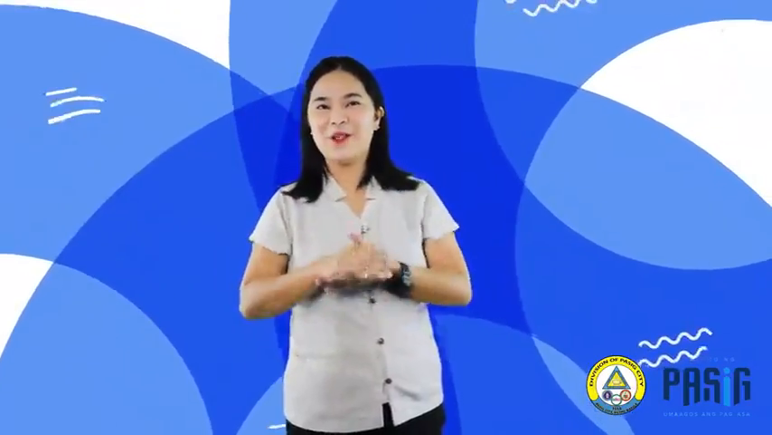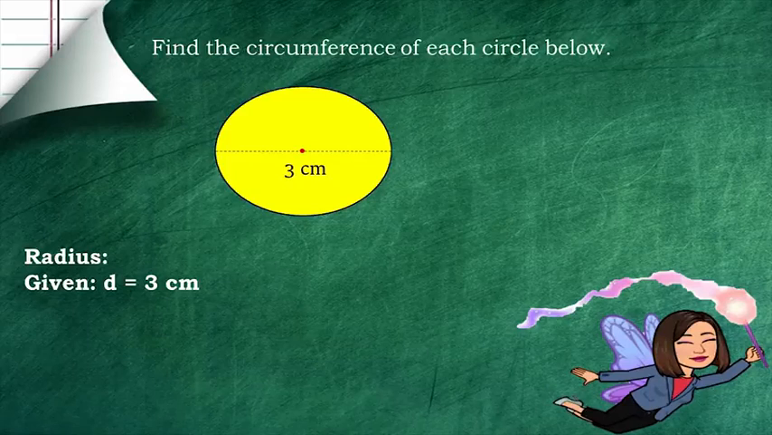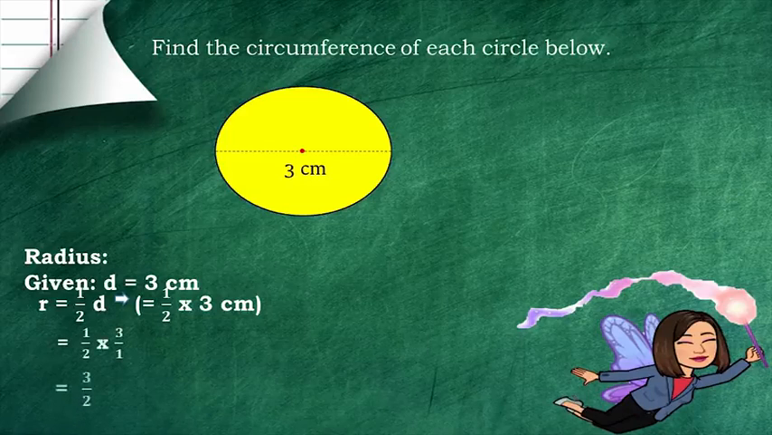Let's have another example. Find the circumference of each circle below. What do you think is given? Excellent! A diameter of 3 centimeters. Let's find the radius. Since diameter is given, always remember that radius is a half of a diameter. Radius equals 1/2 times diameter. 1/2 times 3 centimeters. Take note, children, that a whole number in a fraction has a constant denominator which is 1. 1/2 times 3 over 1.